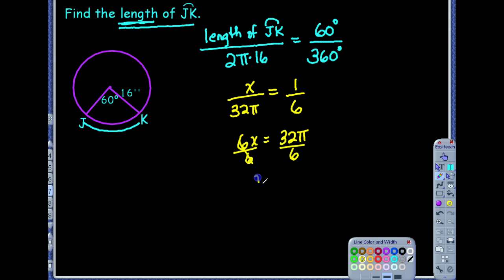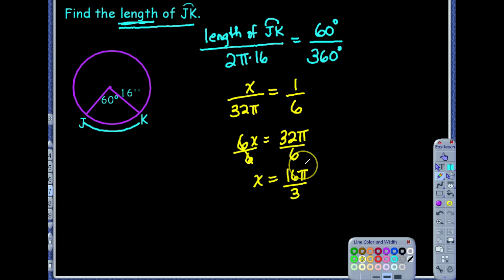32 doesn't divide very evenly, but you get like 5 1/3. But we could simplify this. All right, so what number goes into 32 and 6? Let's see, 2. 2 goes into 32 16 times. 2 goes into 6 3 times. So you could leave it as 16 pi over 3, or you could say 5 1/3 pi.